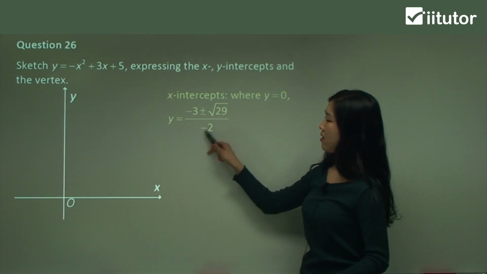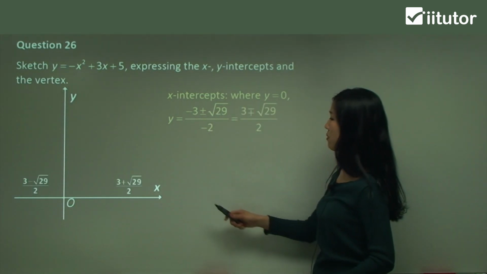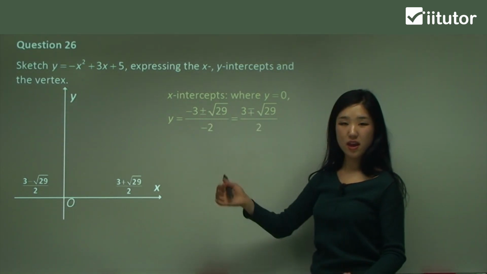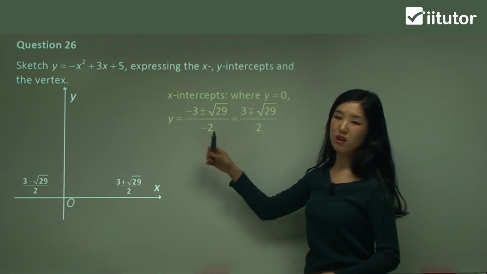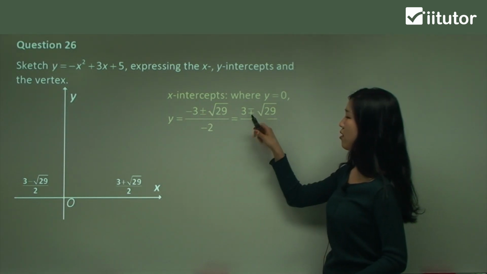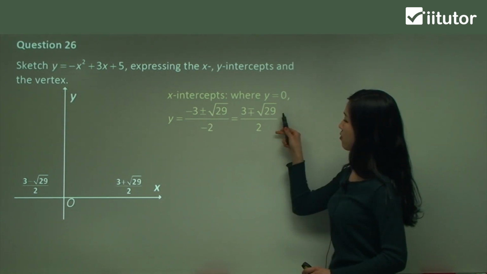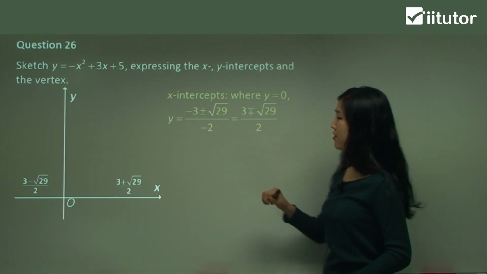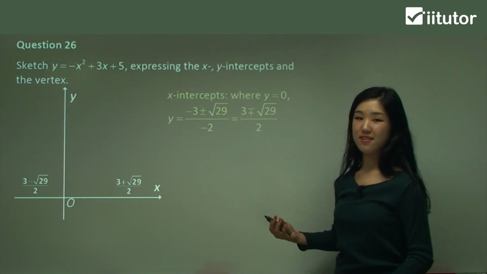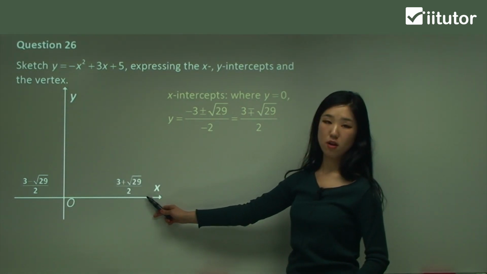Now, I don't like having a negative on the denominator, so I'll multiply everything by -1. So it becomes positive 3 here, and for this plus and minus sign, if you multiply positive with negative it becomes a negative, and if you multiply negative with negative it becomes a positive. So I kind of switch the plus and minus sign upside down, but it means the same thing. Okay, and then square root 29 over positive 2. So I changed it to this form and labeled it for my x-intercepts. It's going to be 3 minus root 29 on 2 here, and 3 plus root 29 on 2 here.